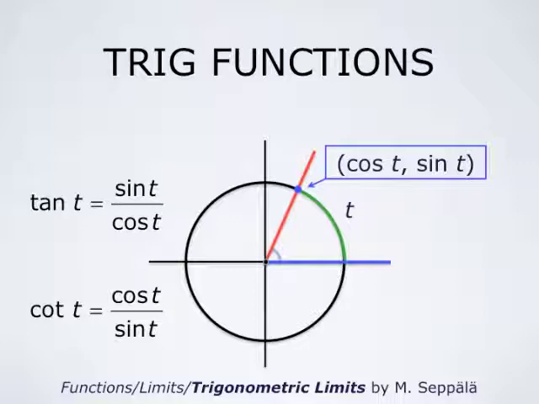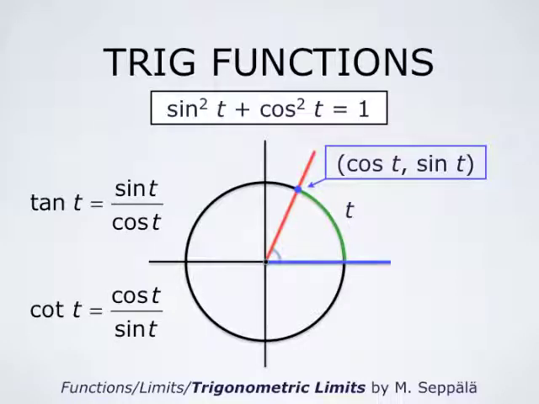Next, we observe that every point on the unit circle lies, of course, at distance 1 from the origin. This is in particular true for the blue dot indicated here. And this means that sine squared of t plus cosine squared of t equals 1. So this basic trigonometric identity follows immediately from the definition.